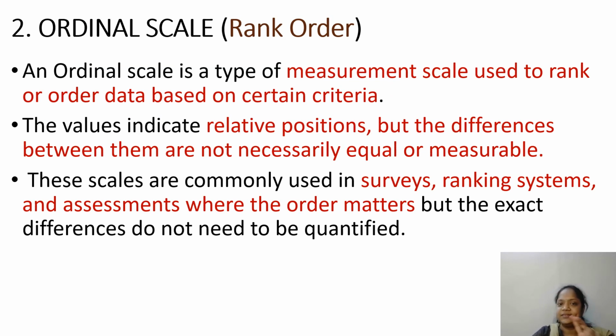Ordinal scale: rank order, rank is the key term there. An ordinal scale is a type of measurement scale used to rank or order data based on certain criteria. If I need to collect data that follows some ranking system, I need to take the ordinal scale. The values indicate relative position, where it stands, I know. But the differences between them are not necessarily equal or measurable. These scales are commonly used in surveys, ranking systems, and assessments where the order matters, but the exact differences do not need to be quantified.